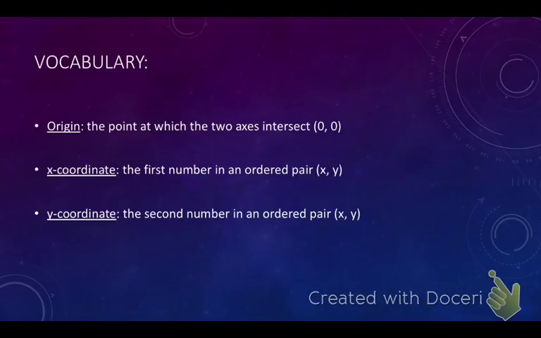So, origin is the point at which the two axes intersect at 0, 0. That's the middle of the axes. That is the origin. The x-coordinate is the first number in an ordered pair, and the y-coordinate is the second number in an ordered pair. And if you remember that today, you will be fine.